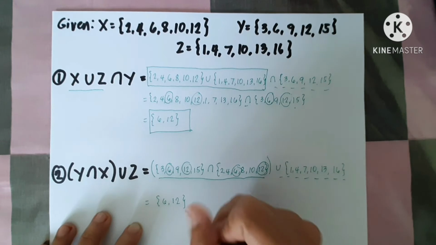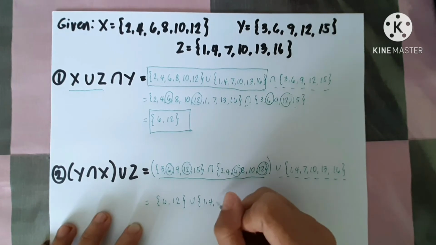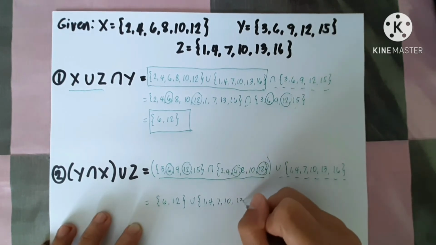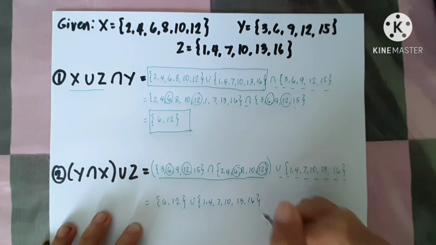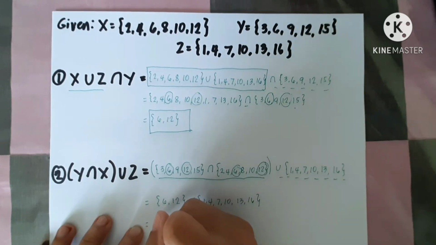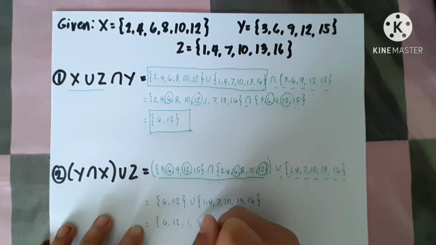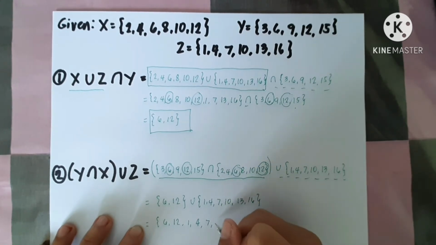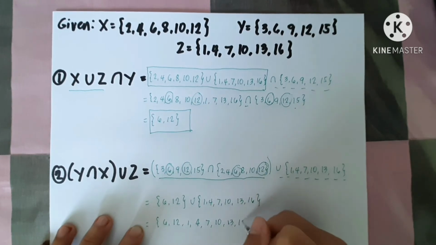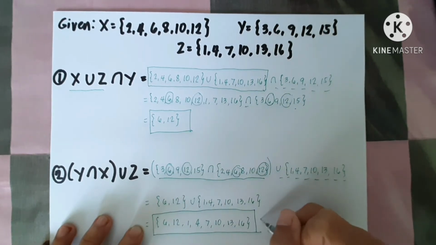And of course, I will copy this. And this is the union of this set. So 1, 4, 7, 10, 13, and 16. So in here, for union, you do not necessarily have to arrange this. So that means we just copy directly. So we have 6 and 12 automatically. And then of course 1. And then we have 4. We have 7. We have 10, 13, and 16. So this will now be our final answer for task number 2.